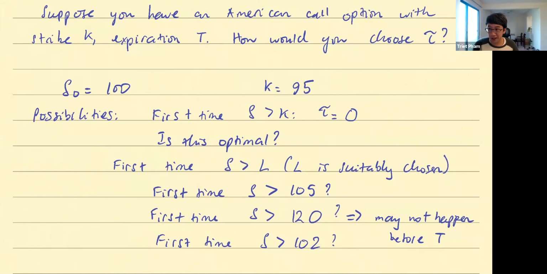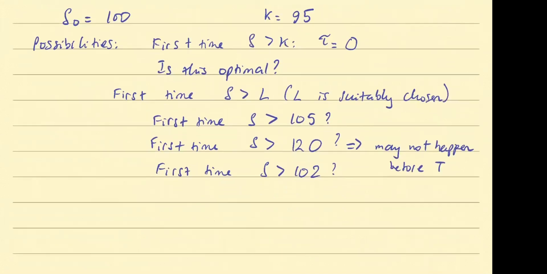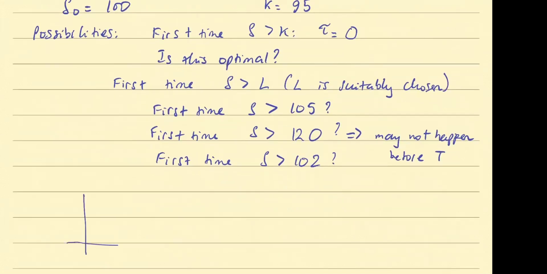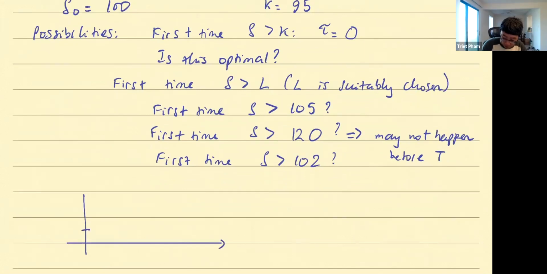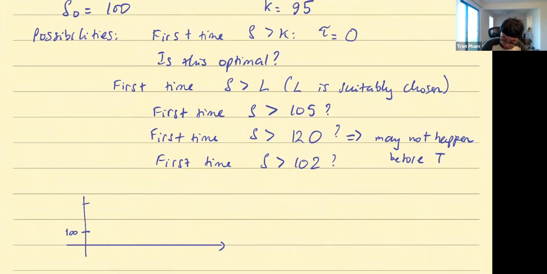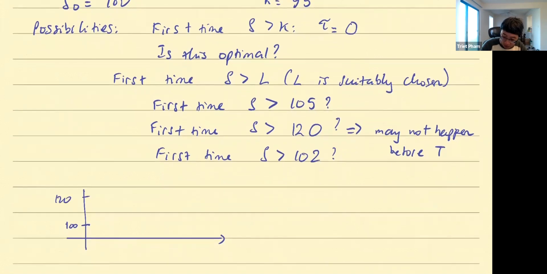Not quite. Let me say this. Let's take a hypothetical scenario. Let's say again, this is 100 and K is 95. And let's say the stock does whatever it does, and it ends up at 118. So if you're saying it never happens, or if tau is infinity, that means you throw away the option.